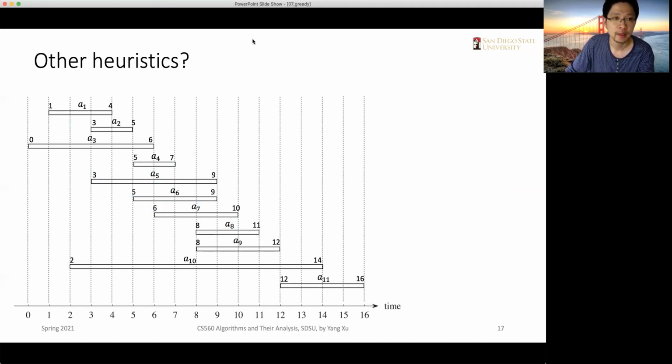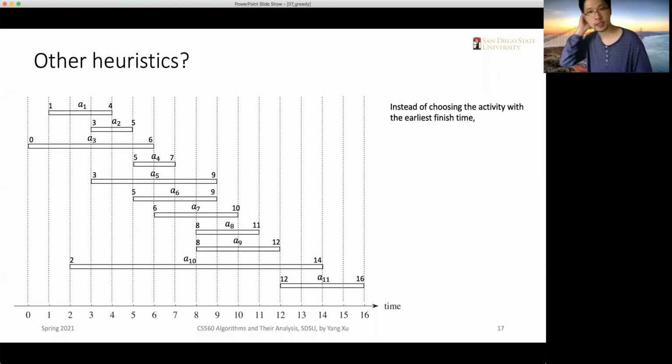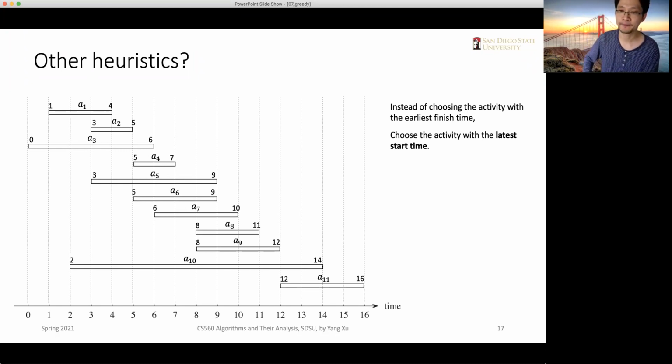All right, that's one iterative implementation of the algorithm, actually. So can we have other heuristics? I mean, the current heuristic that we use is the one that has the earliest finishing time, right? So what about, instead of choosing the activity with the earliest finish time, what about we choose the one with the latest start time, right? That is also a different way of thinking, right?